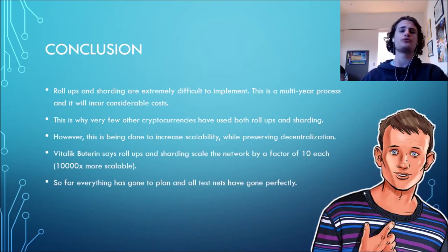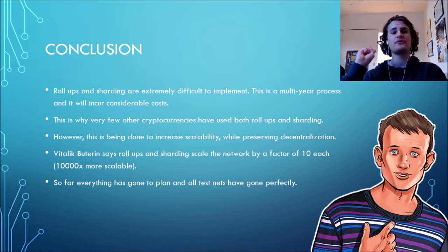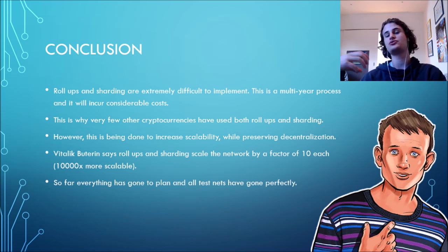So let's conclude what we have found. Ethereum 2.0 is going to be made up of three different big parts that are happening to the network. Proof of stake, which is happening first, sharding, which is happening second, and then rollups, which is happening third. All of these parts together will make the network more scalable, so more transactions will be able to be dealt with.